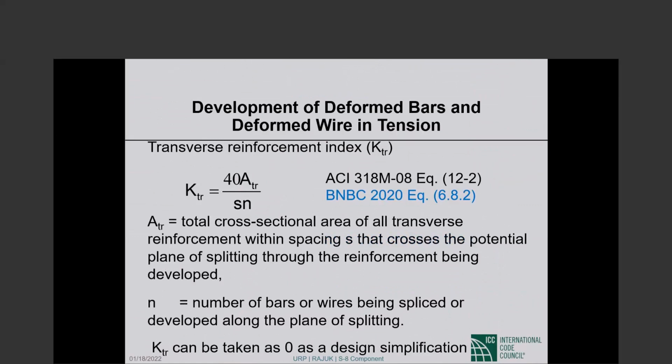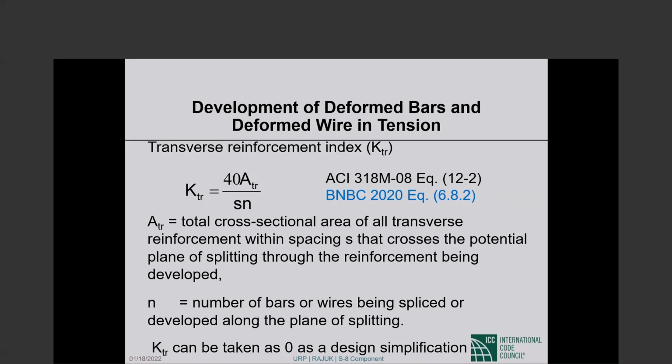Okay, so total cross-sectional area of all transverse reinforcement within spacing S that crosses the potential plane of splitting through the reinforcement being developed. N is the number of bars or wires being spliced or developed along the plane of splitting. This is very important. Not all the bars that there are, but the ones that are being developed or spliced. That is extremely important. K sub TR can be taken as 0 as a design simplification. That simplification we use surprisingly often, I would say.